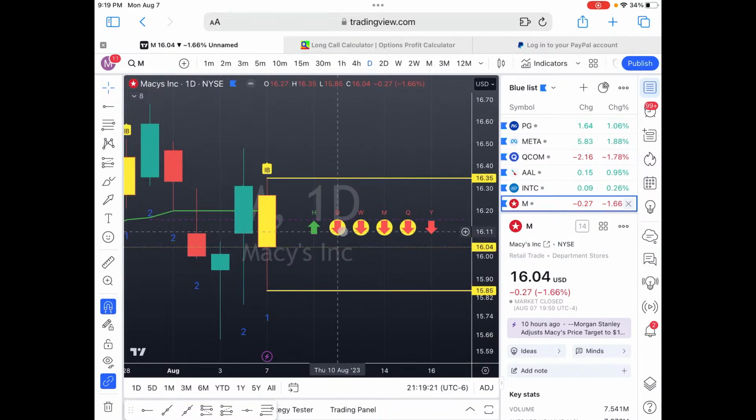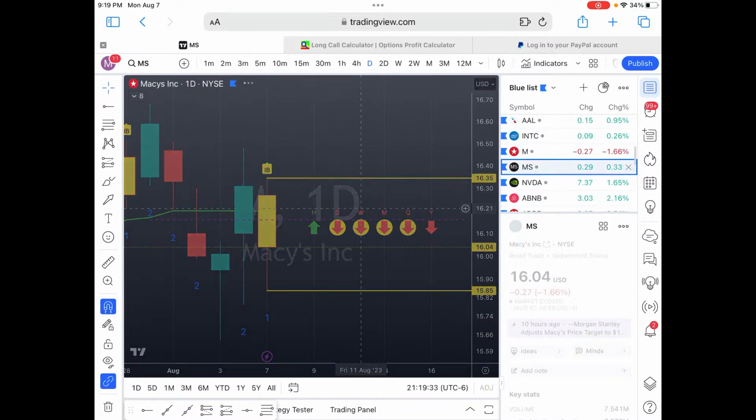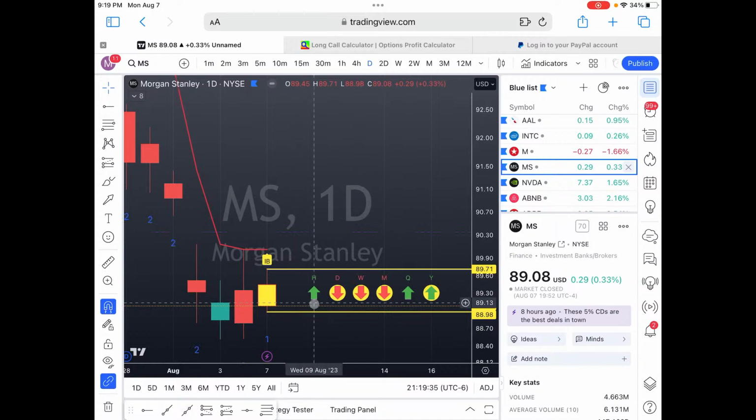Macy's inside bar, we've got full time frame continuity to the downside, so we can look for those puts at 15.85. Doesn't mean it's going to trend that way. It may still come to the upside, so calls are at 16.35. Morgan Stanley inside bar, calls at 89.71, puts at 88.98.